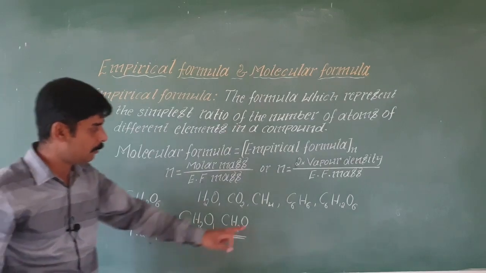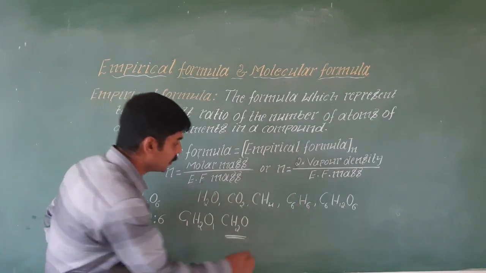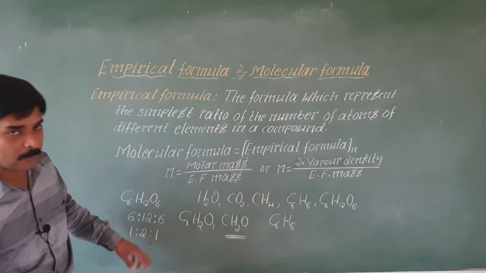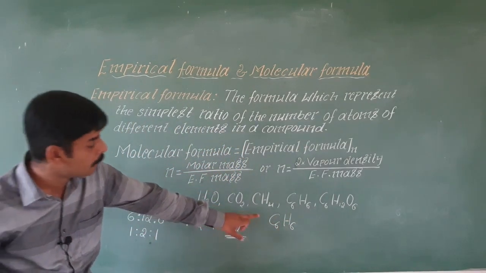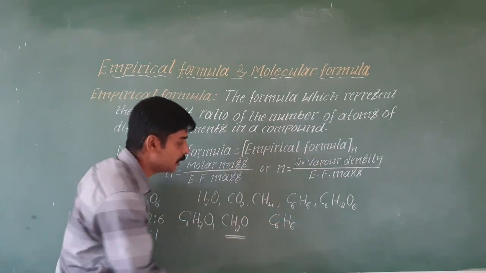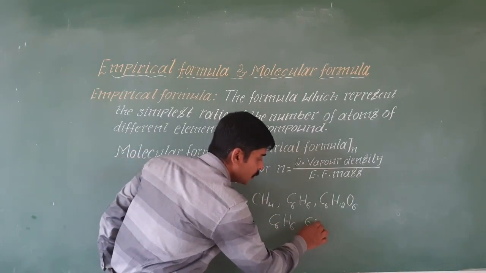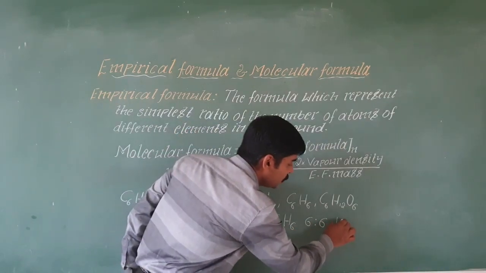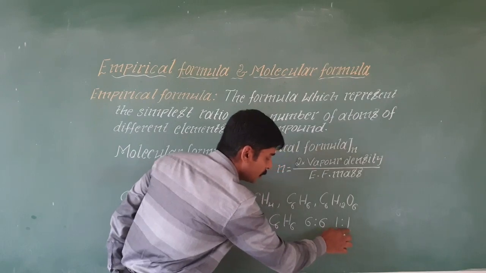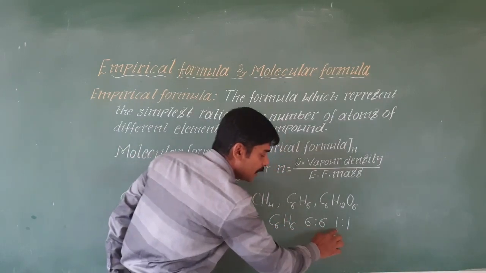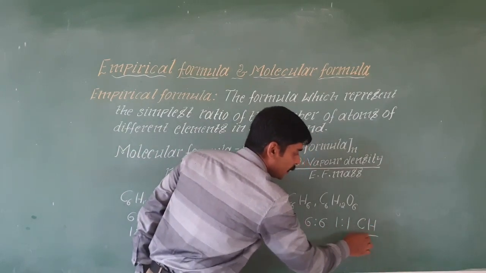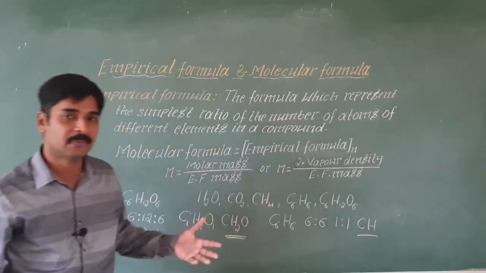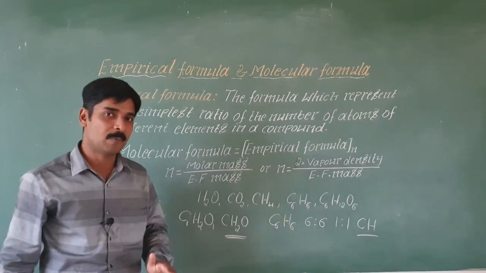Let us take one more example. Let us take benzene. The formula of benzene is C6H6. Now the ratio of the number of atoms of carbon and hydrogen is 6:6. What is the simplest ratio of 6:6? It is 1:1. Therefore the empirical formula of benzene is C1H1. So the empirical formula gives you the simplest ratio of different elements present in the compound.